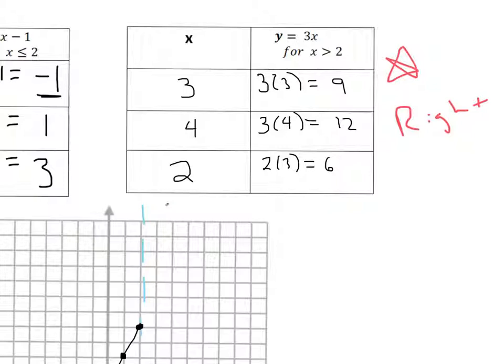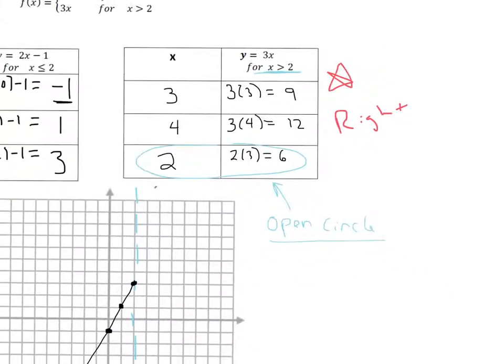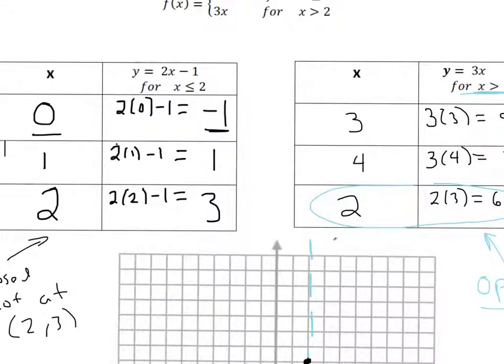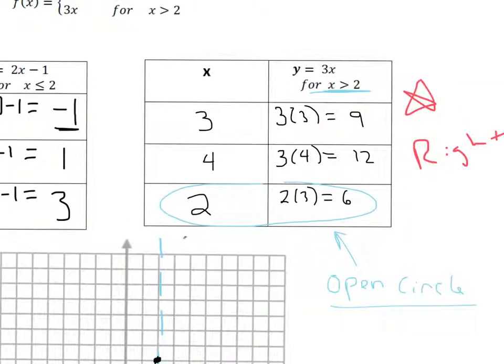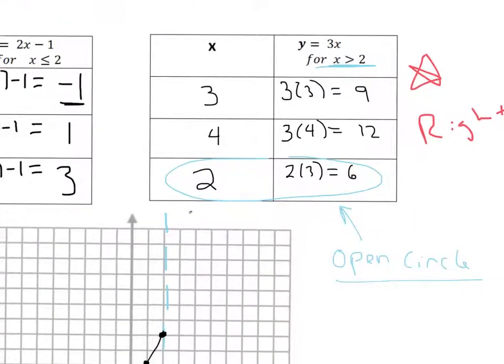Now here's something I really want to focus on. This point right here, since x is just greater than 2, is going to be an open circle. When we look over here, x is less than or equal to 2. When we go over to this side, since it's just greater than 2, it's going to get an open circle at that point.